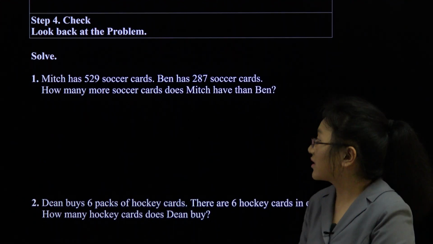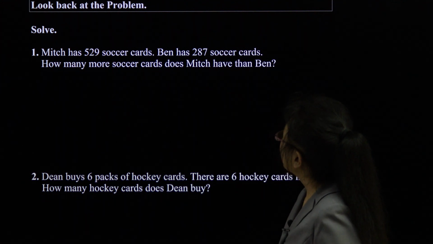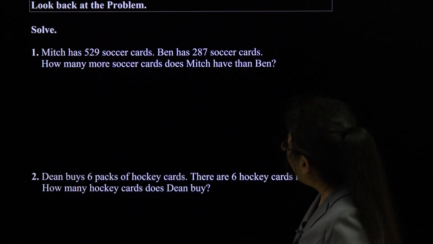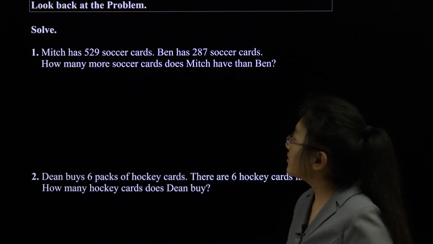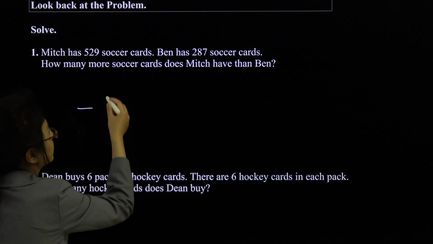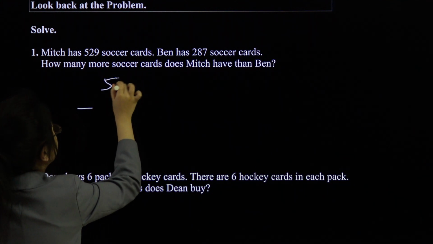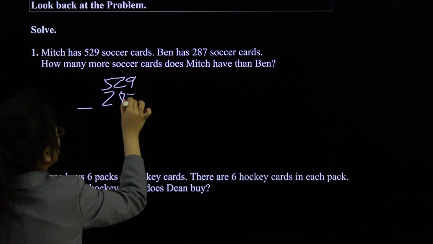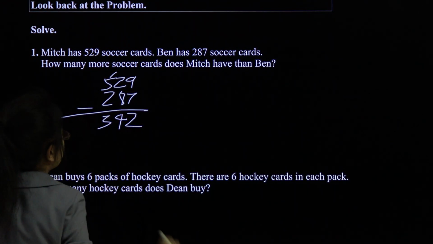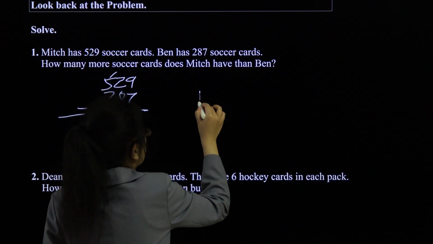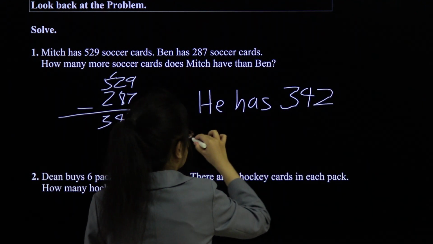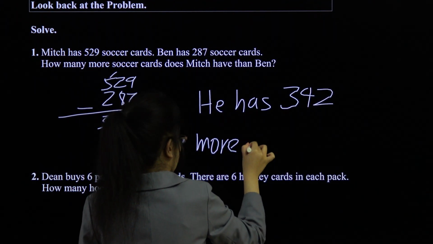We're going to do some practice problems. Mitch has 529 soccer cards. Ben has 287 soccer cards. How many more soccer cards does Mitch have than Ben? So it asks for how many more. Usually this means subtraction. That'd be, and then 9 minus 7. He has 342 more cards.